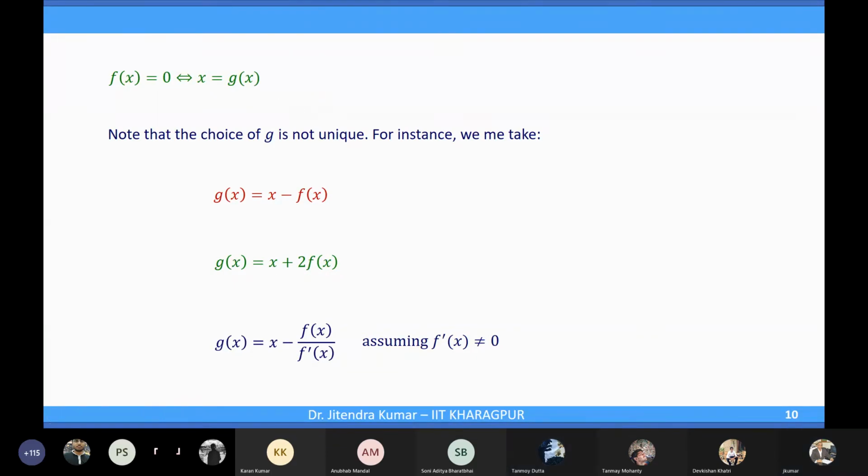Sorry? So for the convergent g, that will be unique? Like the g that we choose to converge? No. That will also not be unique. Again, there could be several g's which can lead to convergence.